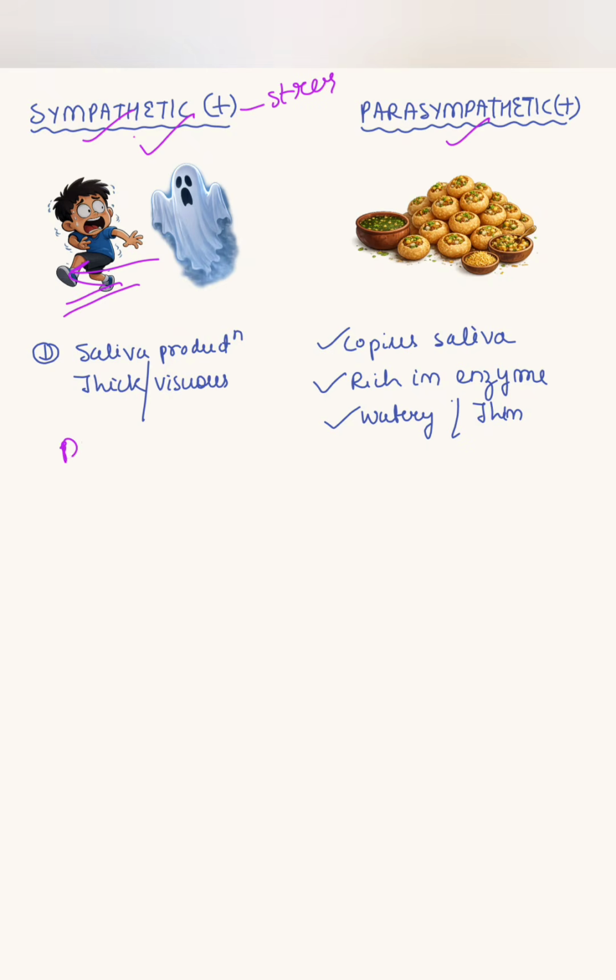Stress में क्या होता है? मुंह सूखा पड़ जाता है. Your mouth dries. So in this case, what will happen? The saliva production will decrease and there will be thick and viscous saliva.